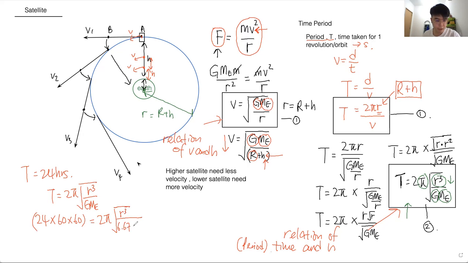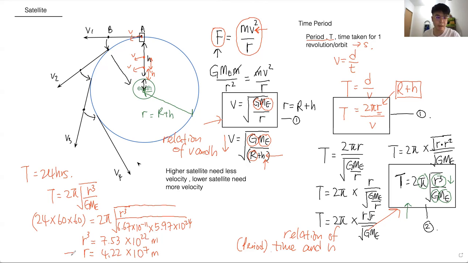Gravitational constant 6.67 times 10 to the power of negative 11, times mass of Earth, which is given, 5.97 times 10^24 here. Okay, then calculate. Okay, this one, if you solve this, you will get r cubed equals 7.53 times 10 power of 22 meter cubed, and then r equals 4.22 times 10 power of 7 meter.